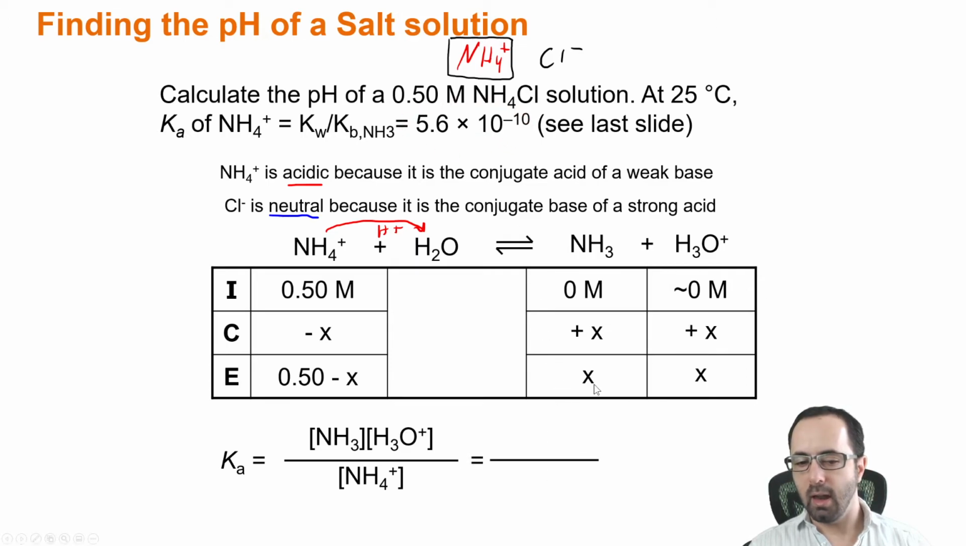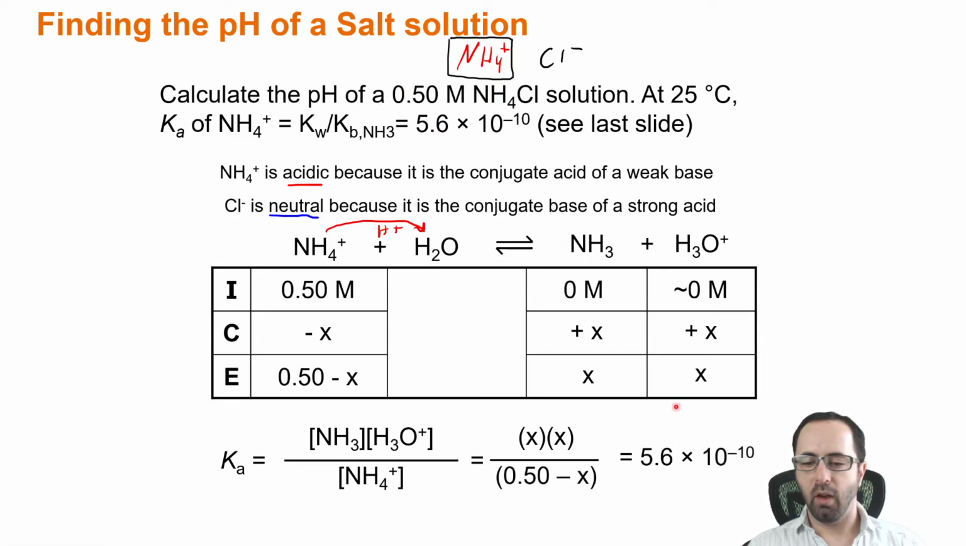And we're going to plug in now our equilibrium concentration stated in terms of X. We plug in X for ammonia, and we plug in X for hydronium. Then for ammonium ion, we plug in 0.50 minus X right here. And those are going to be equal to the Ka, which is 5.6 times 10 to the minus 10. So we're going to take this over to the next slide. So we got x times x over 0.5 minus x is 5.6 times 10 to the minus 10.